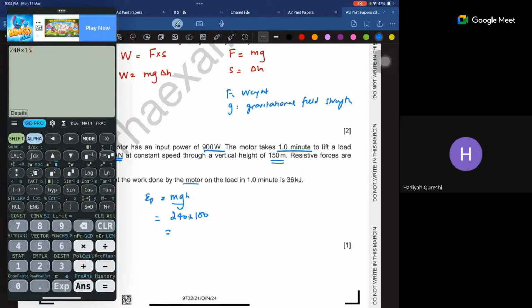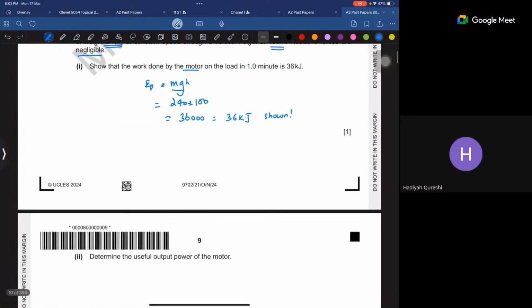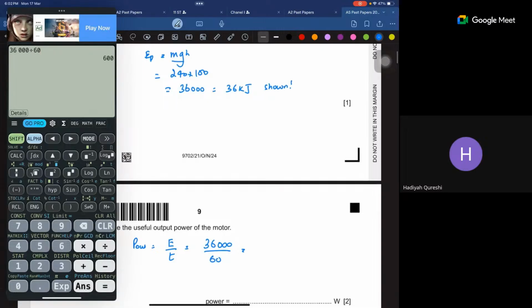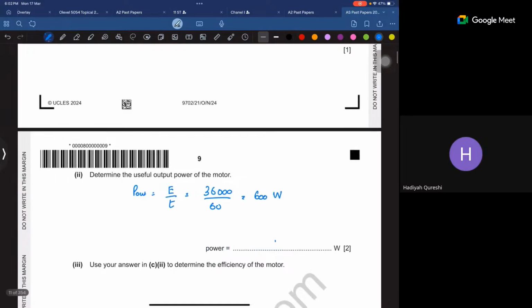So 240 times 150 is 36,000, which is going to be 36 kilojoules shown. Then in the next part, they say useful output power. Determine the useful output power of the motor. Okay, so power output is energy developed over time. So 36,000 divided by 60 seconds is going to be, I think, 600 watts. That should be the output power.